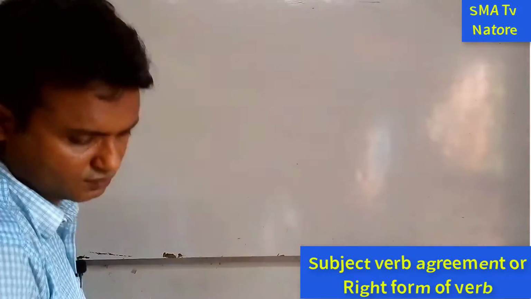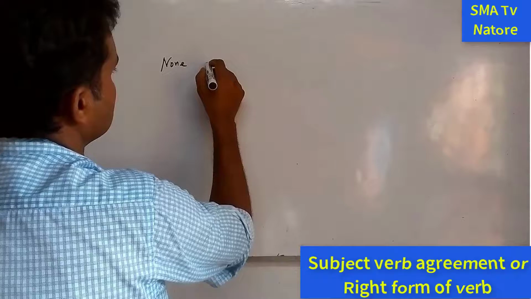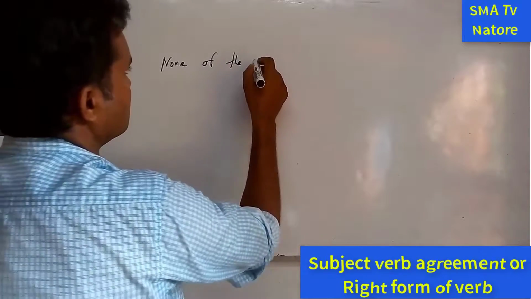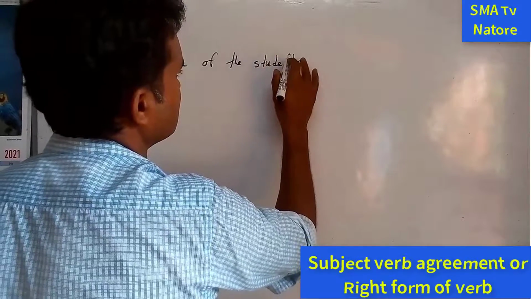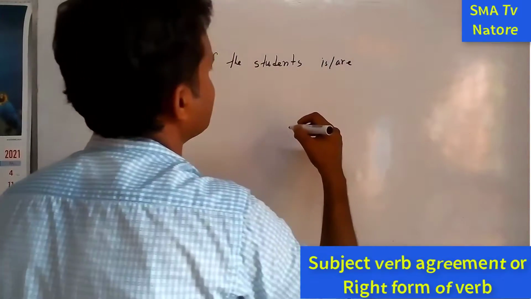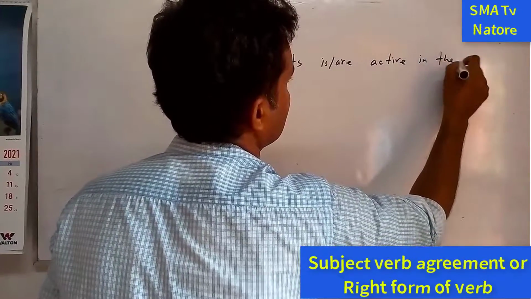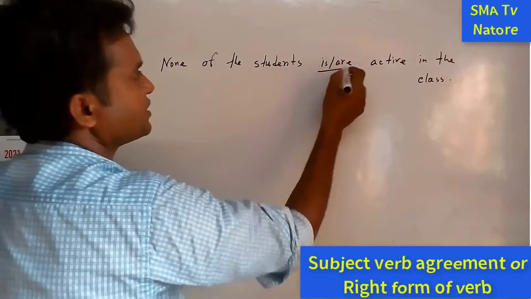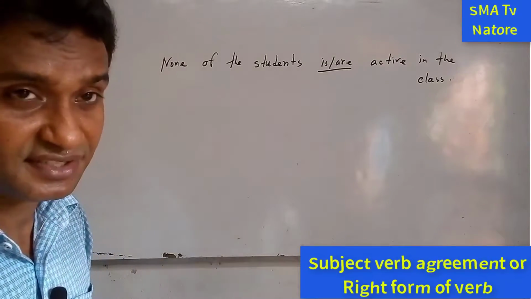Known of the students is are active in the class. In this sentence, what happened? Which one is the correct? Is or are? Okay, think and guess the idea.